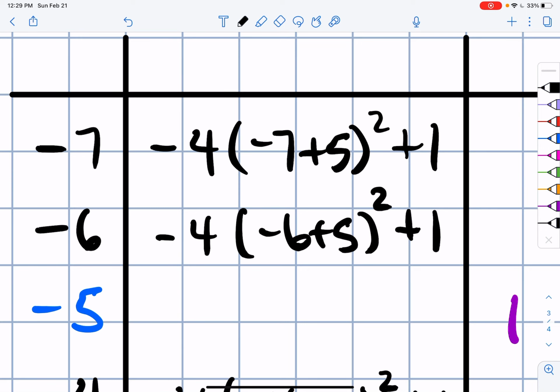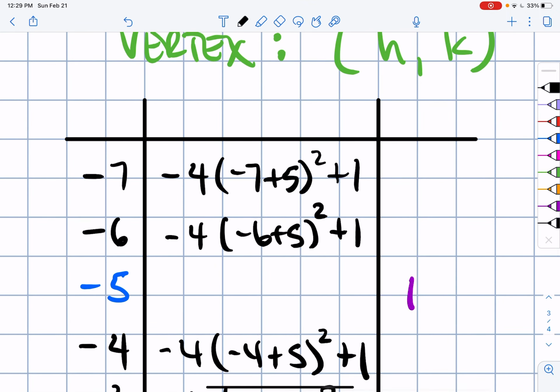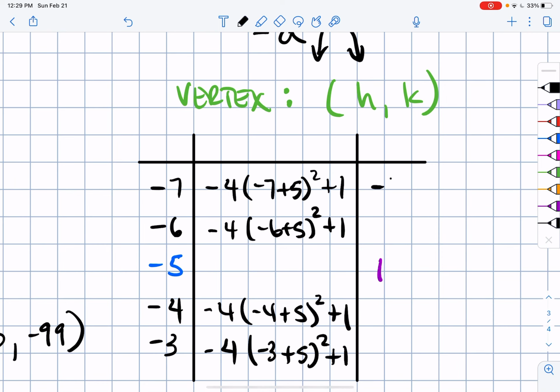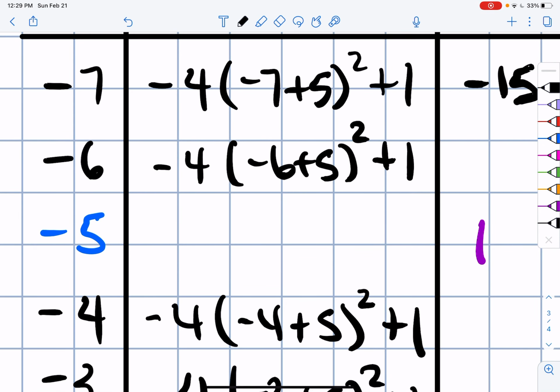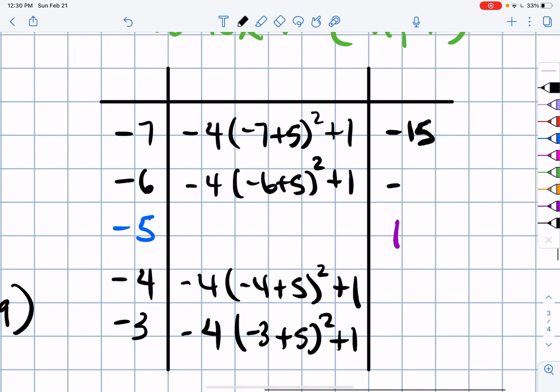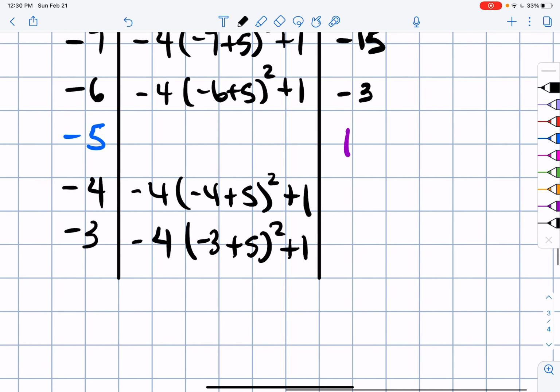-7 plus 5 is a -2. Square that is a +4 times a -4 is going to be a -16. -16 plus 1 is going to be a -15. Okay. All right. So -6 plus 5 is going to be a -1. Square that is still 1. +1 times the -4 is now -4 plus 1 is going to give you a -3. You can certainly check the -5. It will give you that 1.